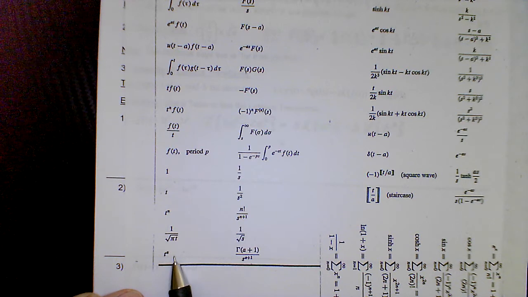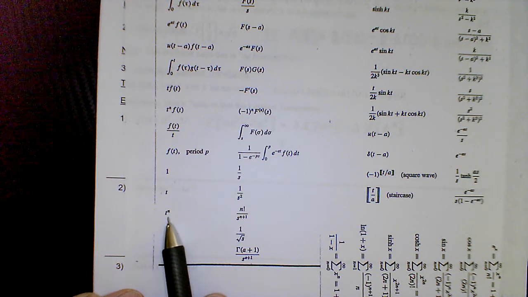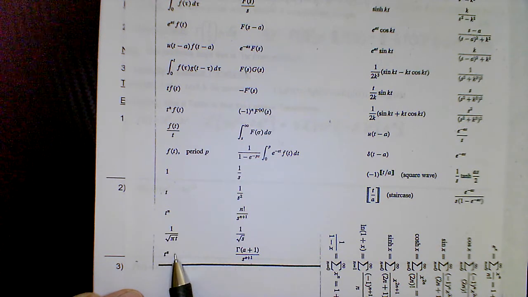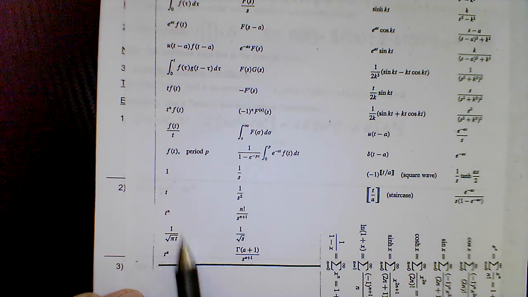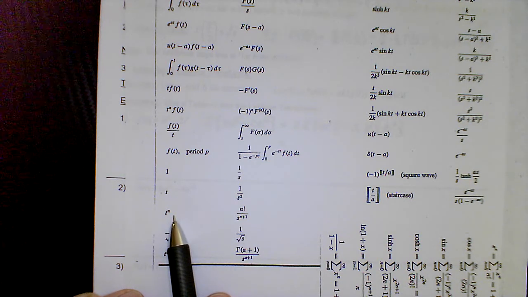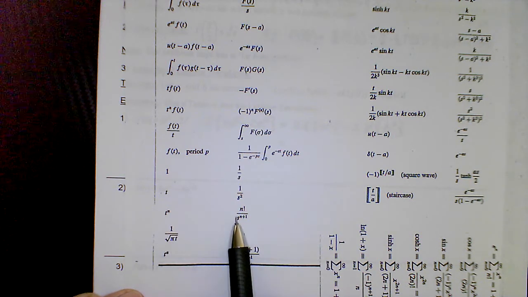I'm not going to write it on this one, but make a distinction that t to the n is used when n is a positive integer, and t to the a is used when a is a fraction with a denominator of 2. So it's basically saying that the Laplace of t to the n is n factorial over s to the n plus 1.